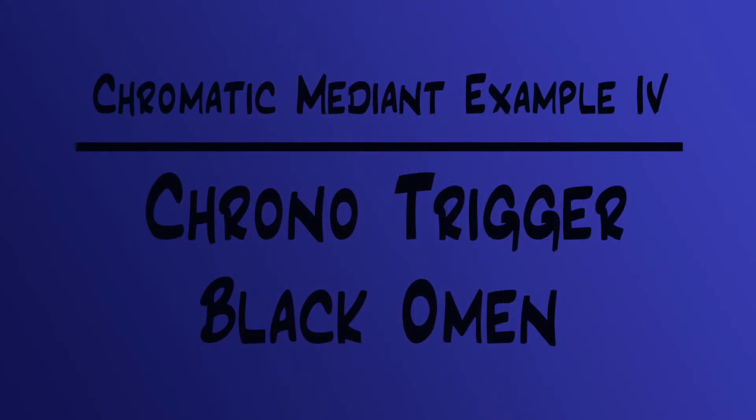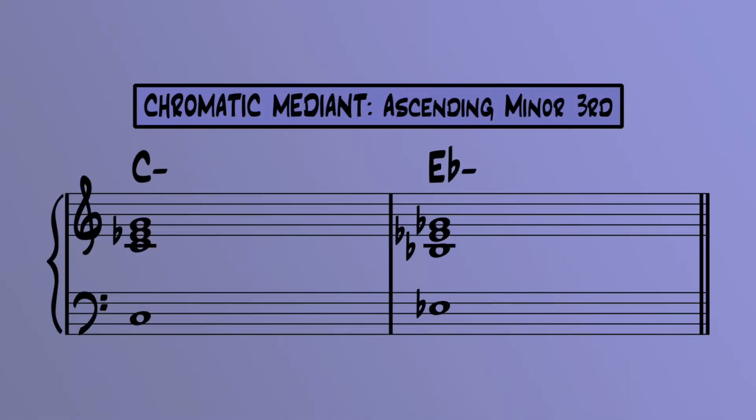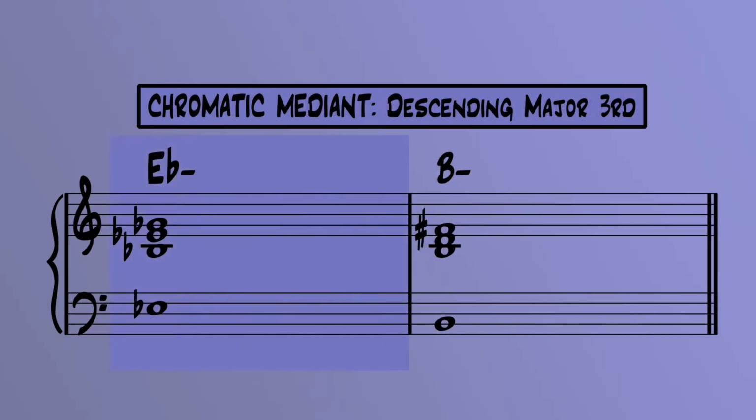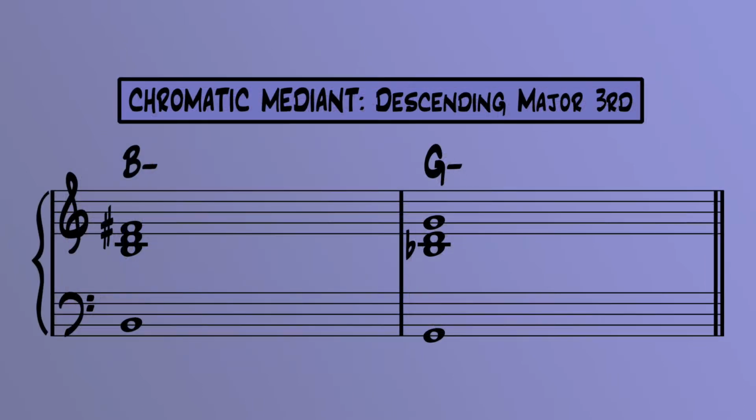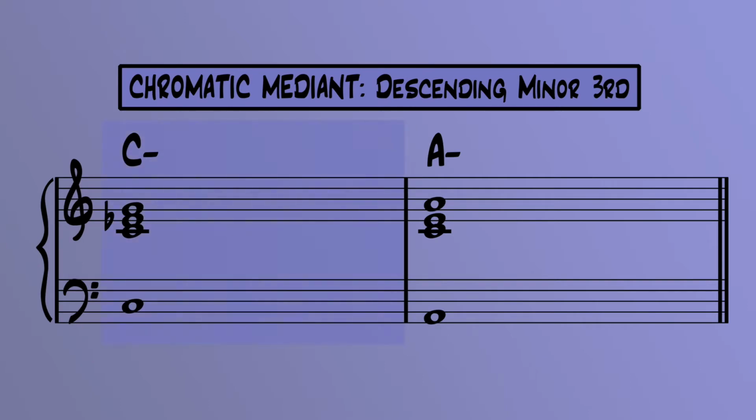In this installment, we'll be looking into the chromatic mediant relationships found within Chrono Trigger's Black Omen. We'll be looking into 4 separate relationships, and those are C minor to E flat minor, E flat minor to B minor, B minor to G minor, and C minor to A minor.